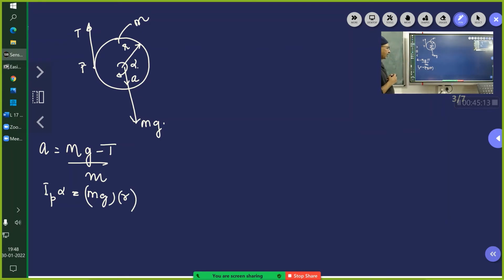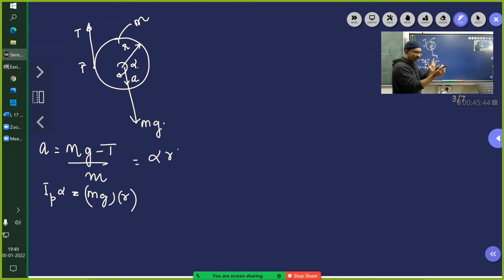Yes. Correct? Yes, sir. And here, if you are taking the moment of inertia, then A itself will be what? A will be alpha. Sir, how do we write A as mg minus T by M here? Oh, see, now there are two things. One is the net force. What is the net force acting? It is mg minus tension.